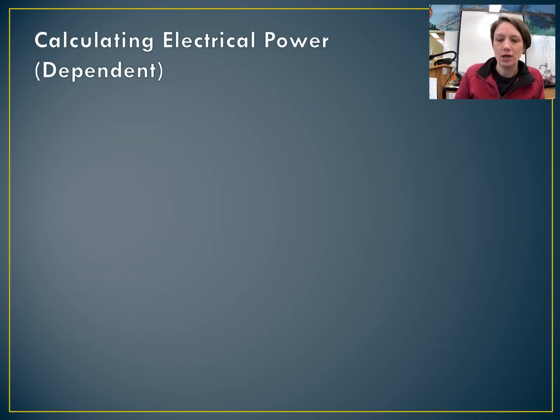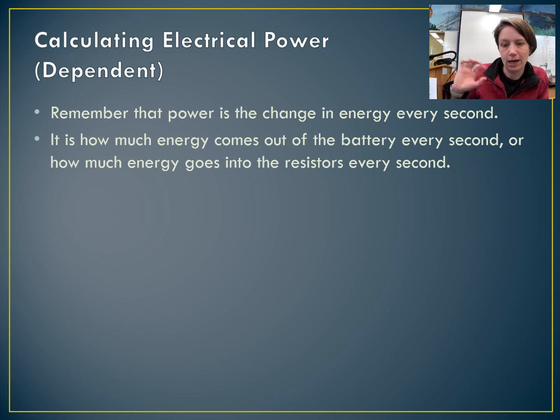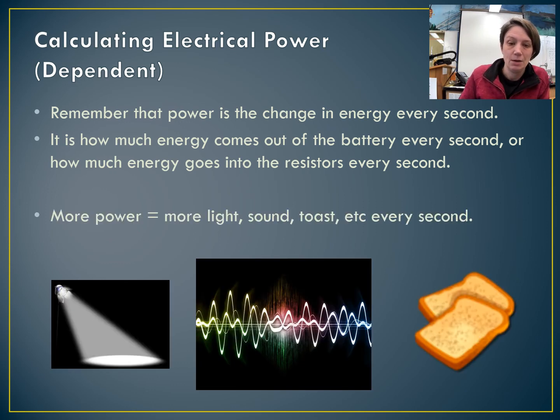So our last big equation for electrodynamics has to do with calculating electrical power, which is another dependent variable. As I mentioned, in my opinion this is actually the most important variable, so it's really important to understand this equation. Remember that power is how much energy is transformed every second. We can look at power from the battery's perspective: how much energy is the battery spitting out every second? Or we can think about how much energy the resistors are using every second. Of course, these should be the same by conservation of energy. And as a reminder, the more power, the more light or sound or toast, etc., is coming out of your resistor every second, which is why it's such an important variable.